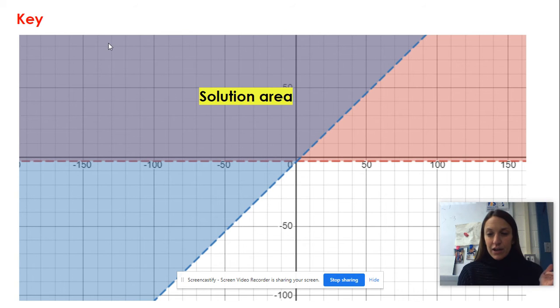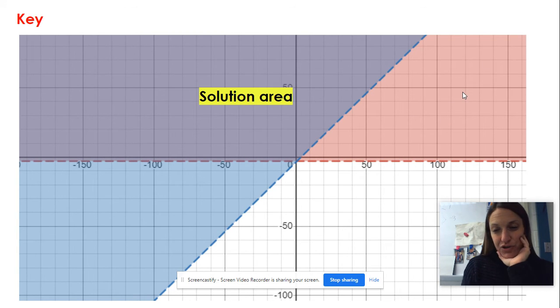So the inequality that I just showed you is represented here. Here is the first inequality. Y is greater than -3. So I shaded above. For the second inequality, I also shaded above. The common space is your solution.